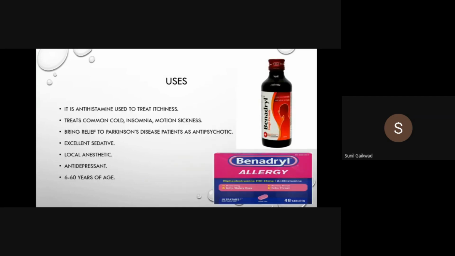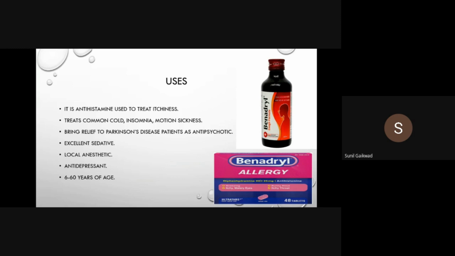Its uses. Benadryl has a lot of uses because it is an amine, and it acts on a lot of areas of the brain and a lot of areas of the skin. Therefore, it has hundreds of uses. But its main use will always be to treat the common cold. It is an antihistamine that is used to treat itchiness. Histamine is a hormone that causes allergic reactions. So Benadryl is an antihistamine that treats itchiness. It also treats the common cold, insomnia, which is when a person can't sleep at night, and motion sickness.